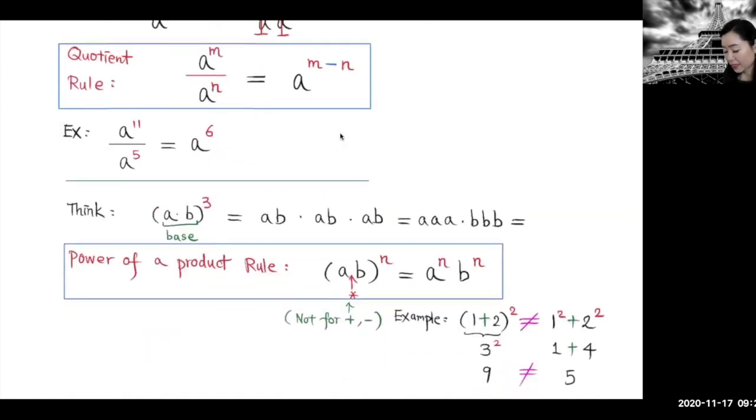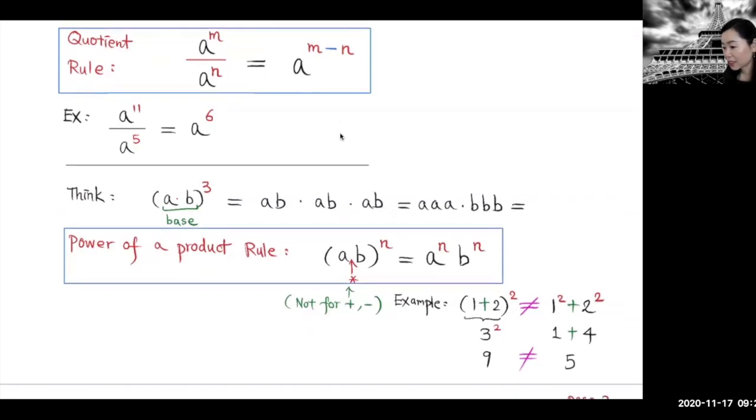Now try to discover this one. Let's think: a times b to the 3rd power. Well, this whole thing inside the parentheses is a base. So ab times itself 3 times. Remember multiplication is associative and commutative, so you can switch the order. I can put all the a's multiplied together and all the b's multiplied together. So at the end, this will be a to the 3rd power times b to the 3rd power right here.